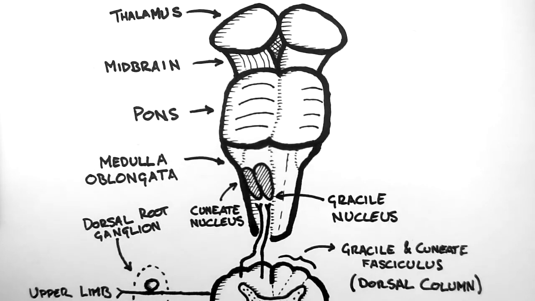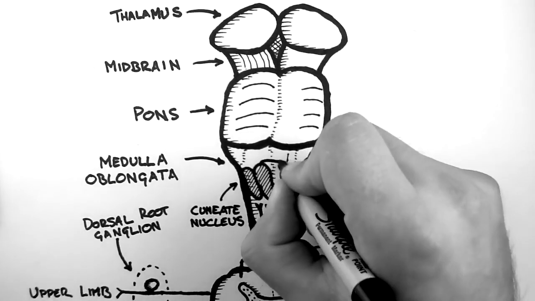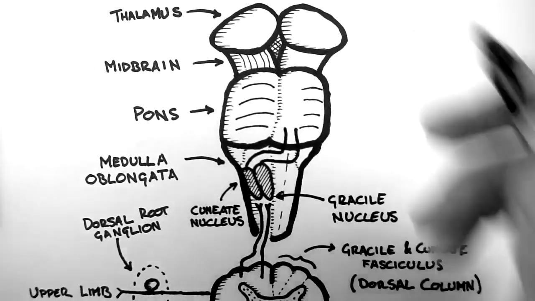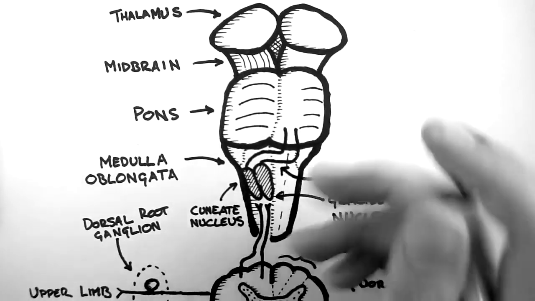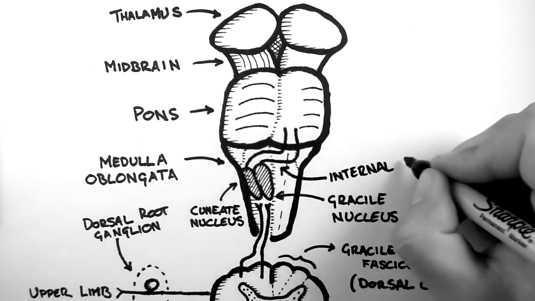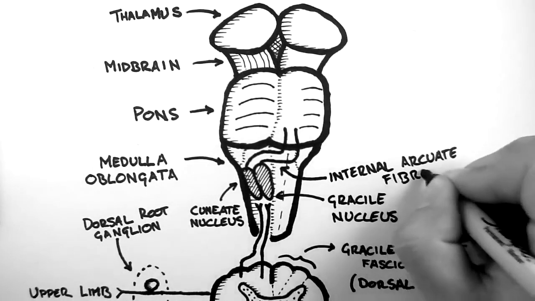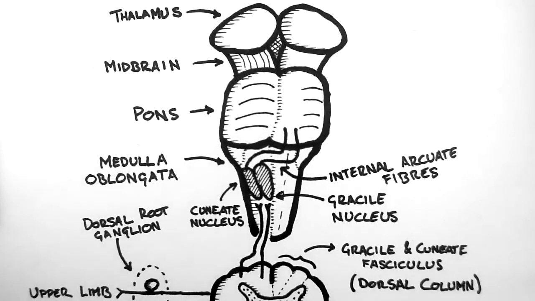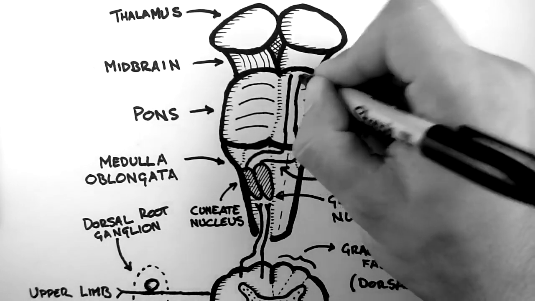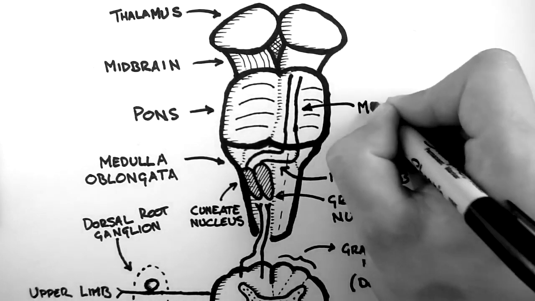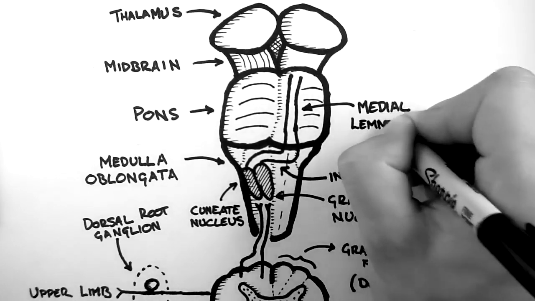The axons of the neurons in the nuclei then continue ascending. First they cross over to the other side of the brainstem. This is known as a decussation. Here the tract is known as the internal arcuate fibres, because in a cross-section they arc across the brainstem. Then finally, through the rest of the brainstem, these fibres are known as the medial lemniscus.